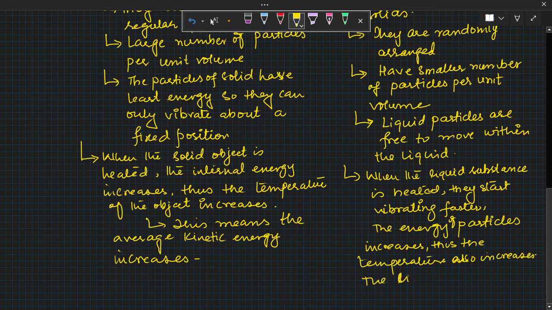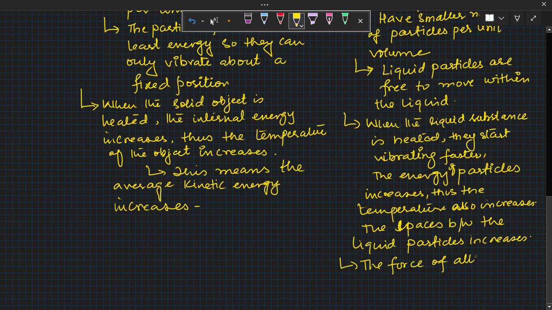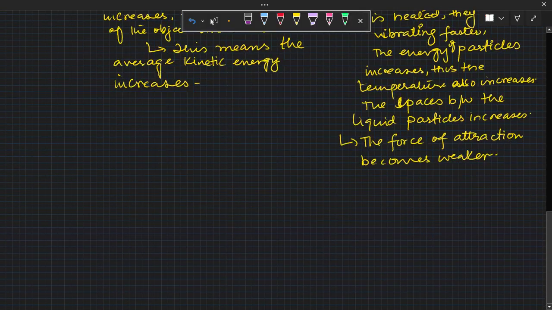The spaces between the liquid particles increase, right? And what happens? The force of attraction becomes weaker. Clear? The force of attraction between the particles of liquid.